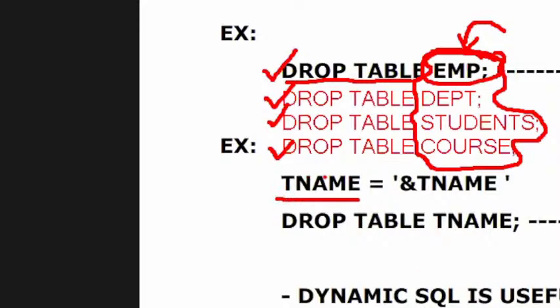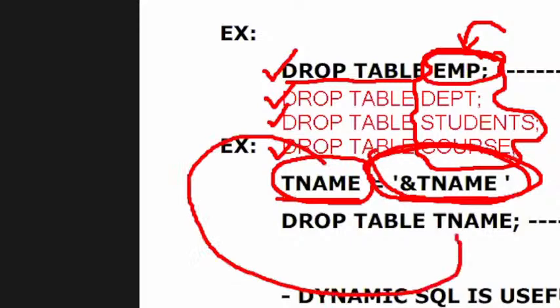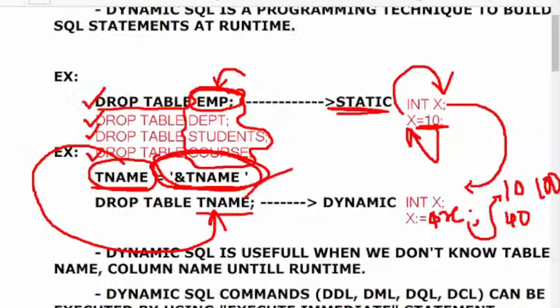Same here also. I'm declaring one variable, t name is equal to ampersand t name. That means this t name variable is which type of variable? A dynamic variable. And I'm passing the dynamic variable in my query. So that means the user sends your table name variable value at which level? Dynamic level, execution level, runtime level. Then this type of query is called a dynamic query. Just a change, that's it.